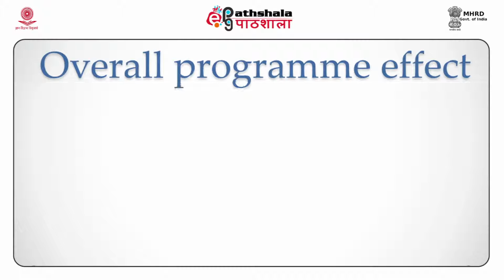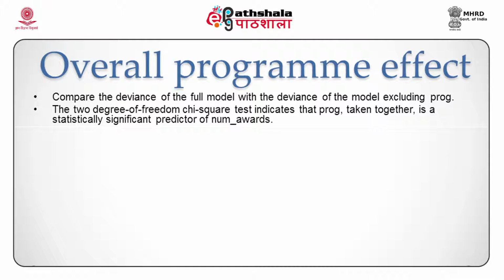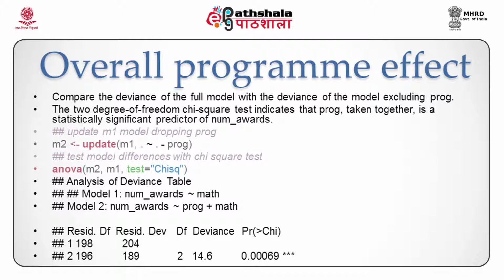We could look at the overall program effect. Now note that we have two coefficients for each of the programs. So rather than see which program is different, we might want to know one single answer for whether or not program has a statistically significant effect on the number of awards. This can be done by comparing two deviances. That is, we compare the deviance of the full model with the deviance of the model which excludes program. This will lead to a 2-degree of freedom chi-square test.